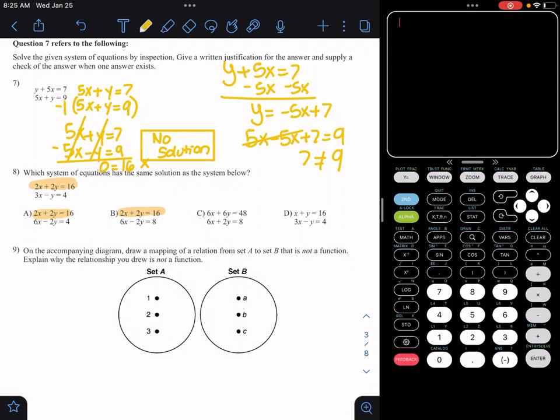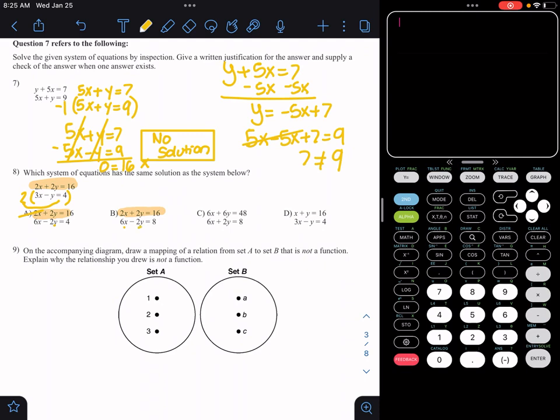Here, I see that they got 6x. They would get 6x by multiplying by 2. 2 times 3x is 6x. 2 times negative y is negative 2y. But 2 times 4 should be 8, and they didn't multiply that by 2. Let's look at the next one. 2 times 3x is 6x.